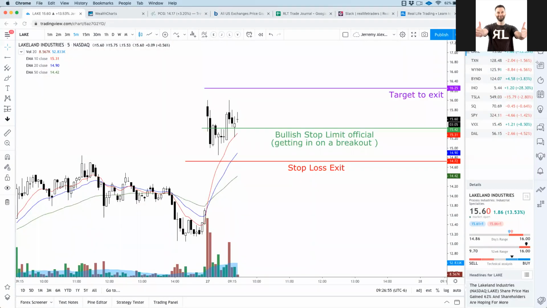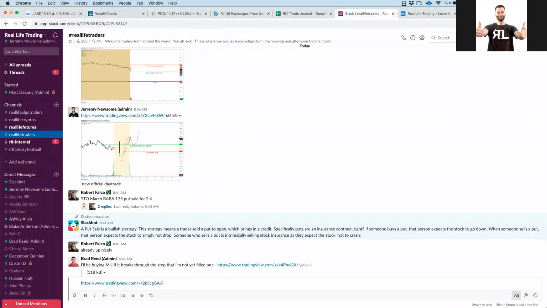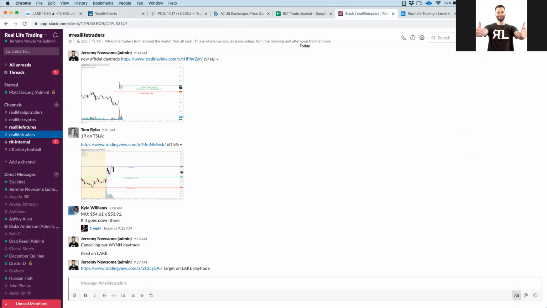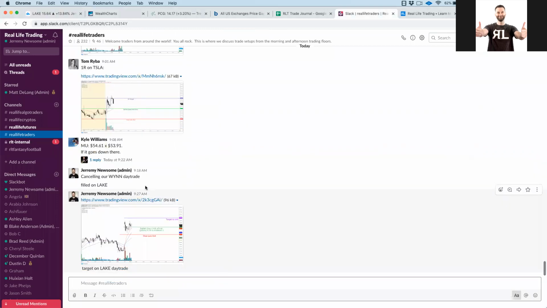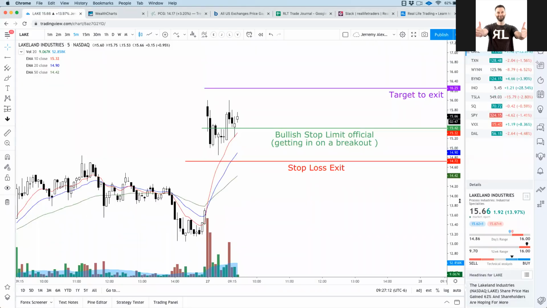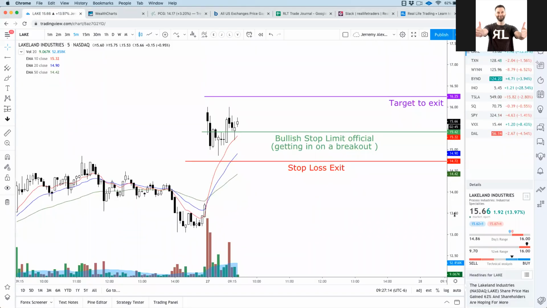Okay, there we go. Let me pop into here and target on LAKE day trade. So again, everyone who subscribes to Real Life Trading just got a text message alert on our target and our setup on Lakeland Industries. And if the trade works, that would be brilliant. It's really all you need. So that's what I got.